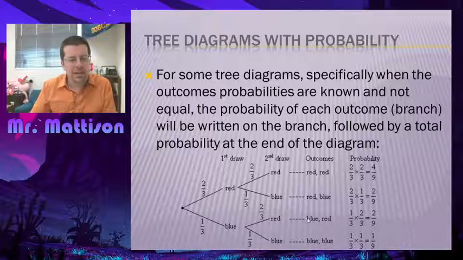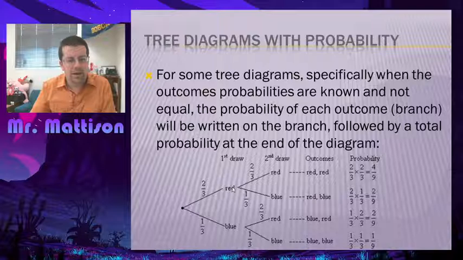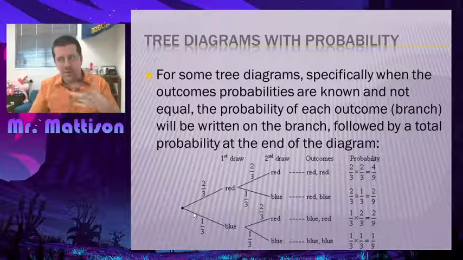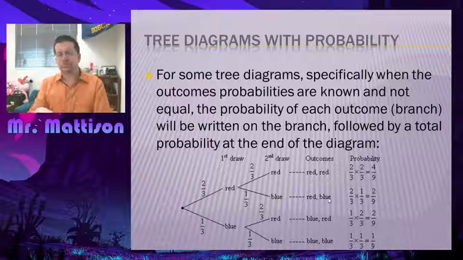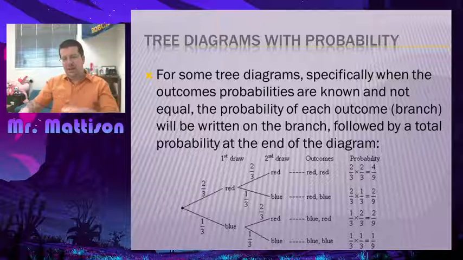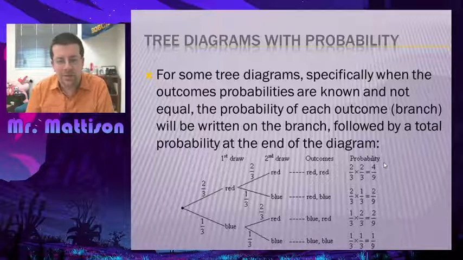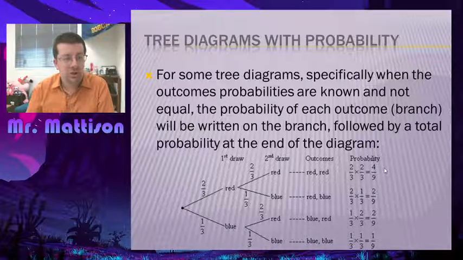So it's the same thing we just did, but now we're multiplying those probabilities as we go through them. And typically we will write that probability on the little branching tree line, whatever that's called. So it's 2/3 times 2/3, that's red, red. 2/3 times 1/3, that's red, blue, and so forth. And what you should find is at the very end, if we add up all of these different probabilities, you should get 1.